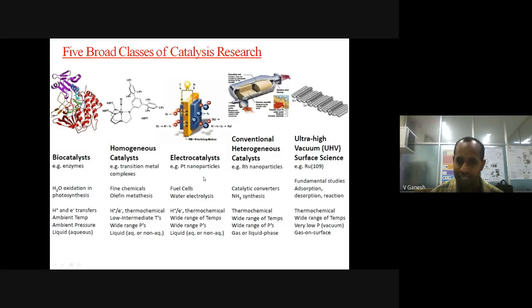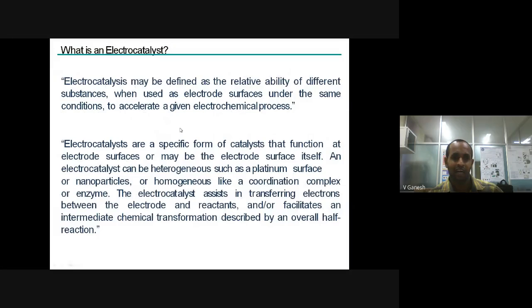And when you develop materials to tune these reactions and to enhance these catalytic processes, those materials are called electrocatalysts. So in a way, electrocatalysis is defined as a process in which an electrocatalyst is being used. What do I mean by electrocatalyst? It is the ability of a substance or a material that could be used either as an electrode surface, or you can modify the electrode surface with that material, that could be used to accelerate a given electrochemical reaction or process.